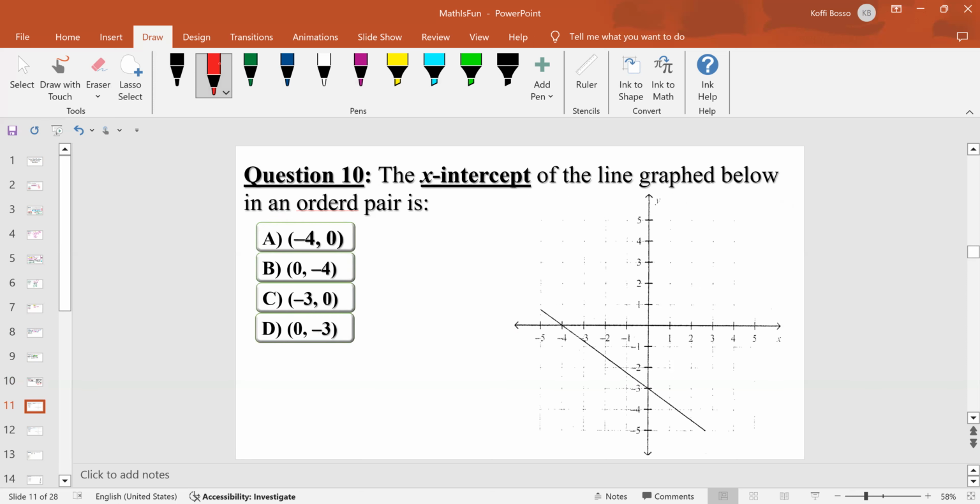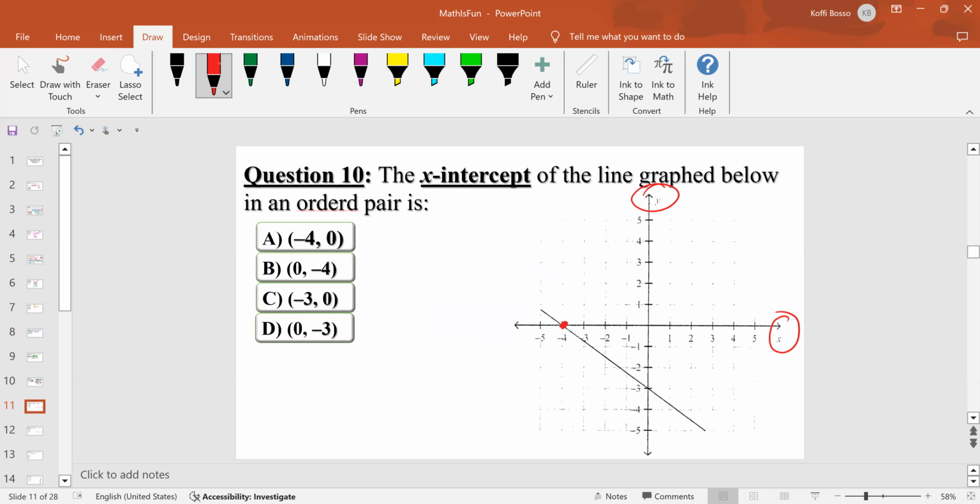This question number 10, again, is easy but tricky. Look, they're asking to find the x-intercept. What is the definition for x-intercept? It's where the line crosses the x-axis. So this is the x-axis here. This is the y-axis. Okay. So therefore, to find the point where the line crosses the x-axis is to locate it here.